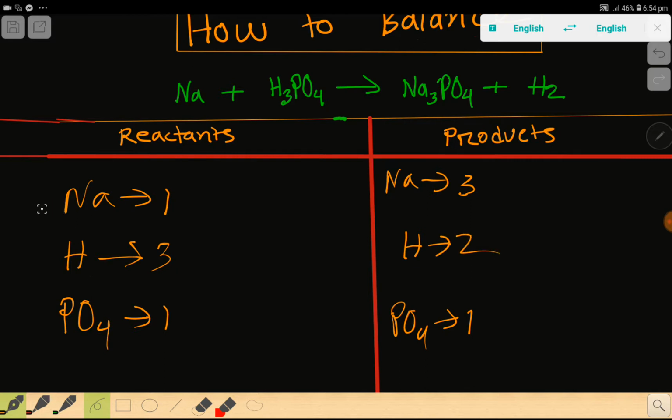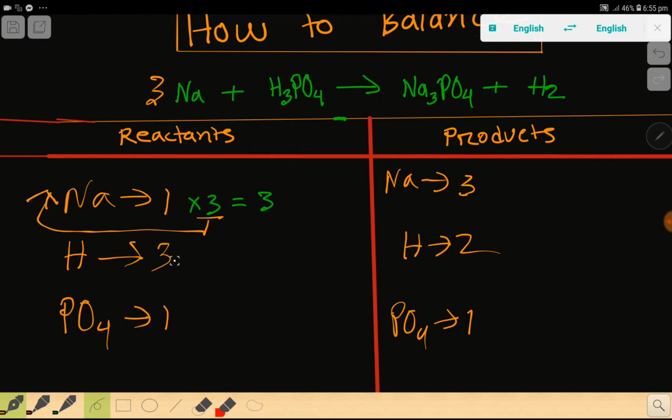To balance this reaction means we have to balance the number of sodium, hydrogen and phosphate from both sides of this reaction. So look, on the left hand side we have 1 sodium, but on the right hand side we have 3 sodium. So to balance the sodium, what can you do? I can multiply here by 3, that gives me 3. The rule is that if you multiply by something, that something must come before the atom. So this sodium has come from here, so you have to place here 3.